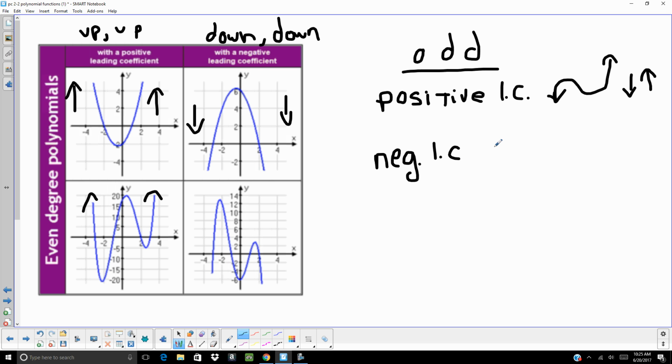If I've got a negative, sorry about the handwriting, writing with a mouse, leading coefficient, I'm going to have a graph that's going to start up, and I can have some turning points, and it's going to end down. So this would be up, down. Okay, those are ones that you are definitely going to want to have memorized.